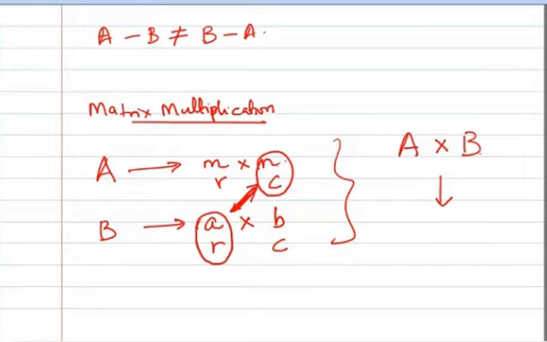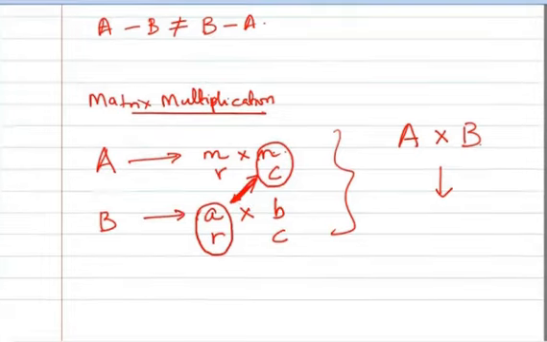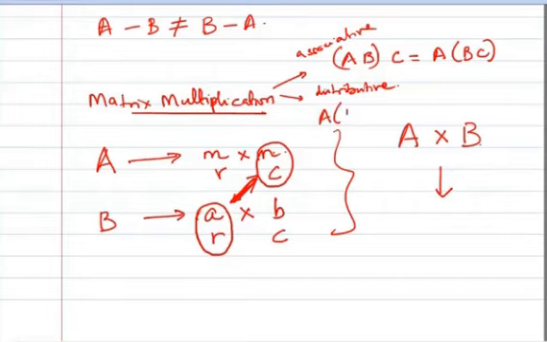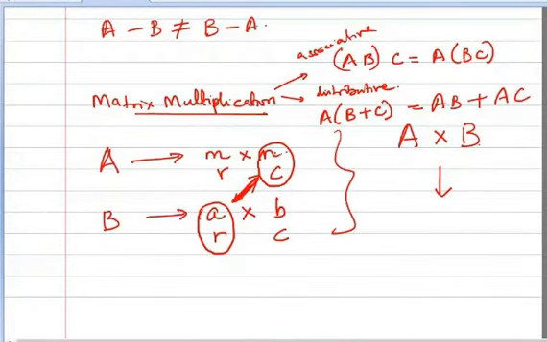So if the number of columns of the first matrix and the number of rows of the second matrix are equal, then only the matrix multiplication is possible. The matrix multiplication is associative, that is AB into C is equal to A into BC. So this is the associative law. And it also satisfies the distributive law. So what is the distributive law? A into B plus C is equal to AB plus AC. So this is the distributive law.